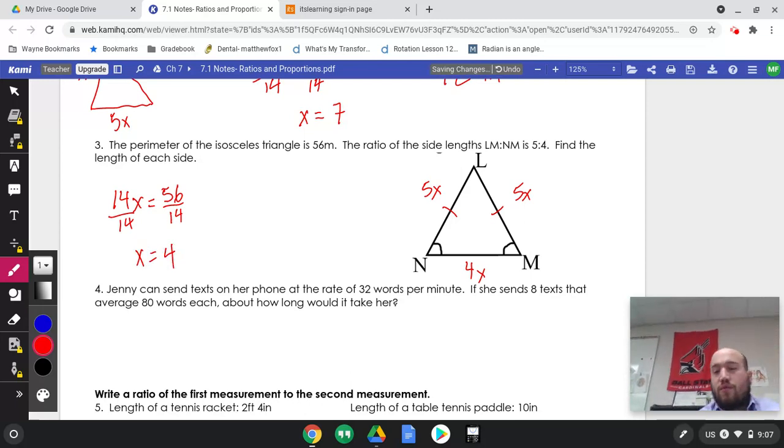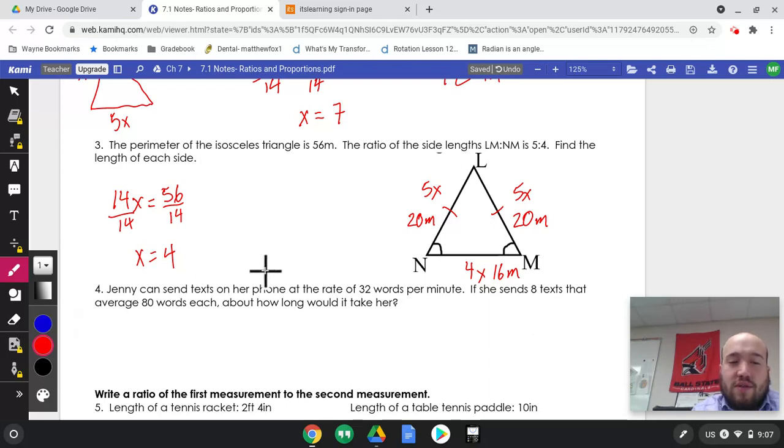Now we're not quite done. We want to plug that in for each of those. So 5 times 4 is 20. So this side is 20 meters. We know it's isosceles, so this side is also 20 meters. And this side is 16 meters. Okay, and we are done.